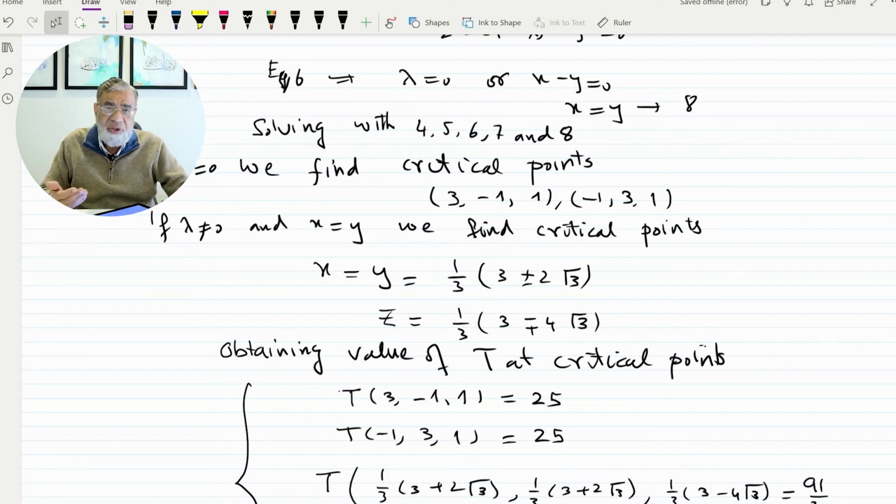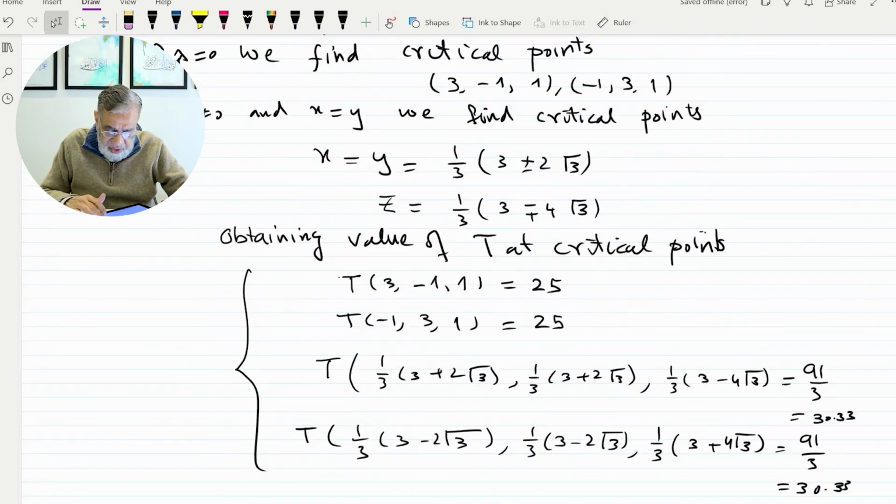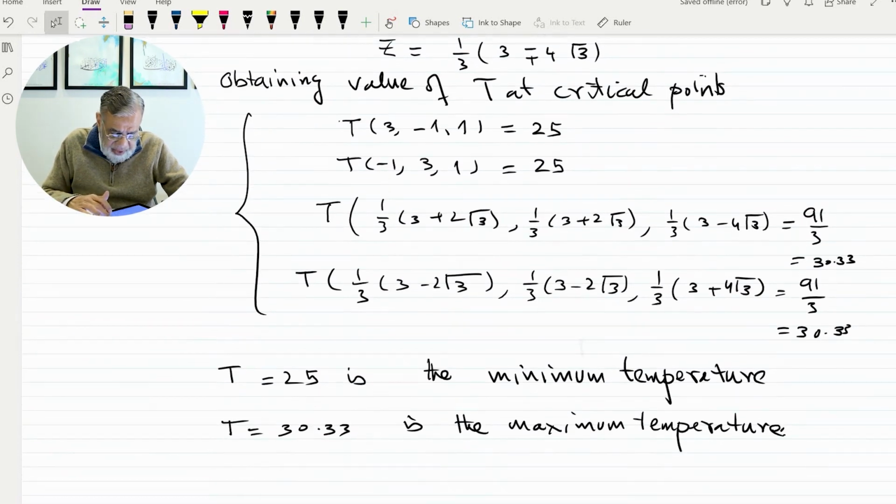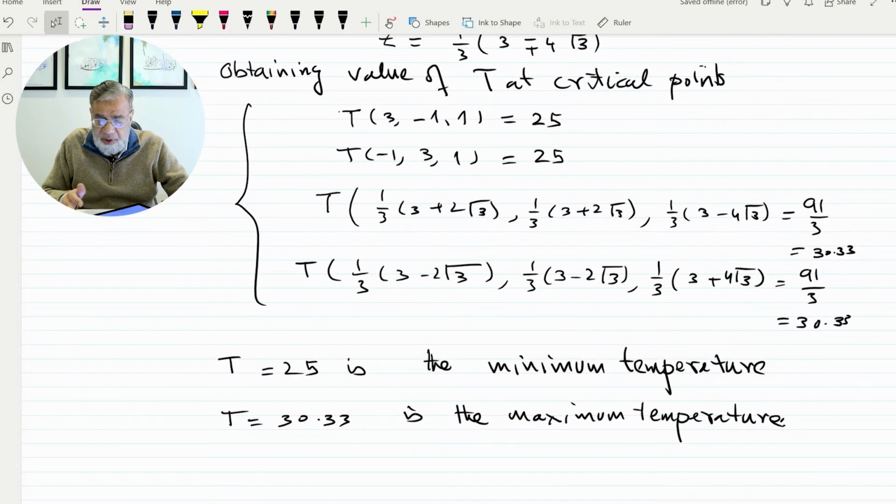We find the value of the function at these critical points. So we get 25 and 91 by 3. So 25 is the minimum value and 91 by 3 is the maximum value. The temperature at this point is equal to 25, the minimum temperature, at the points 3, 1, minus 1 and 1, and 1, 3 and 1. And the maximum temperature is 30.33, at the points when we don't take lambda equal to 0.